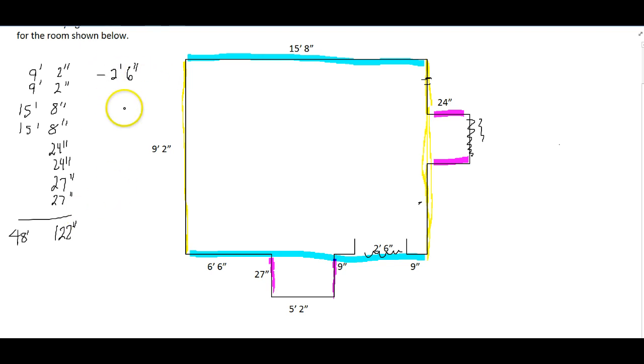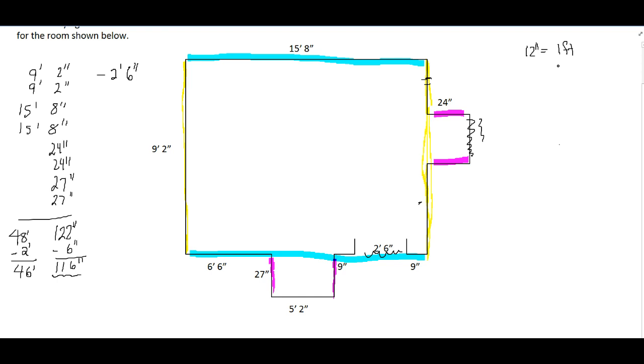Remember that we have to subtract out the doorway. So I have to subtract out 2 feet. So that gives me 46 feet. And I have to subtract out those 6 inches. And that brings me to 116 inches. Now, we're not going to leave it like that because we need to know how many feet we have altogether. And so we need to take this 116 inches and convert it into feet. So remember, we know that we have 12 inches in each foot.